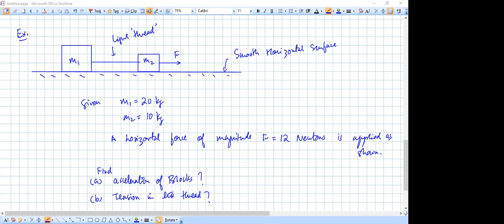The correct answer for tension is 8 newtons. So I'll just put up the answers first, then give you the solution. So acceleration will come out to be 0.4 meters per second square. All of you got this correct. But tension, some of you are getting different values. So just check out your calculation. So it will be 8 newtons.